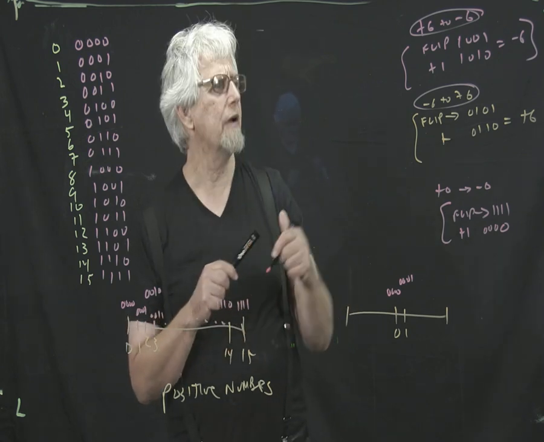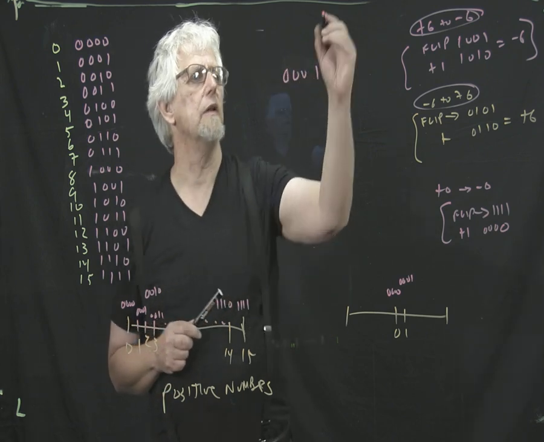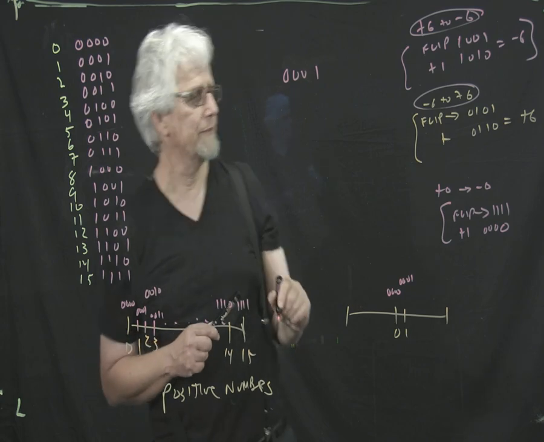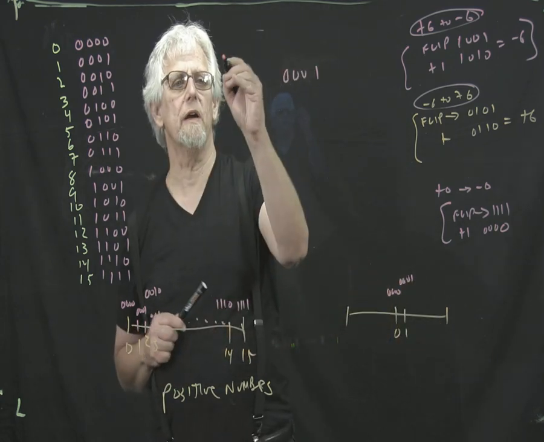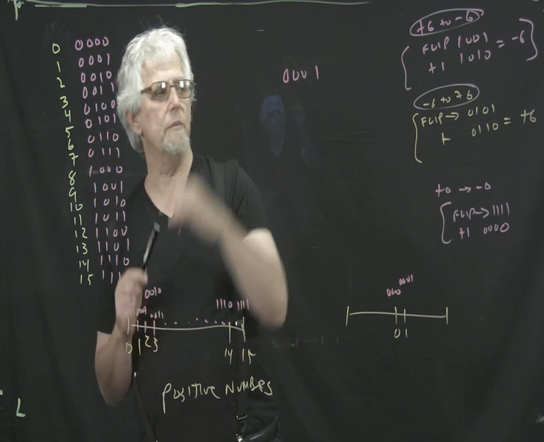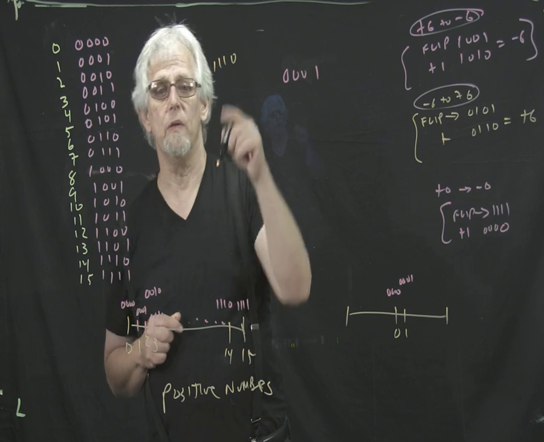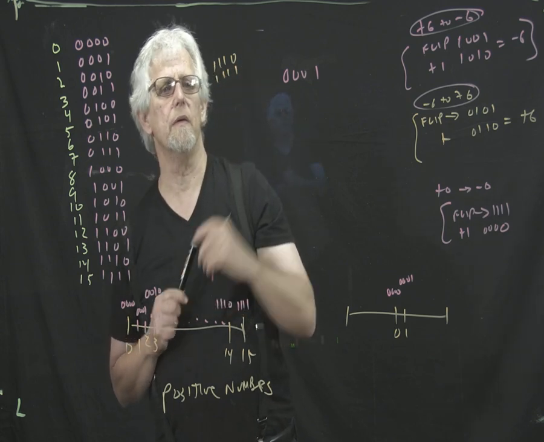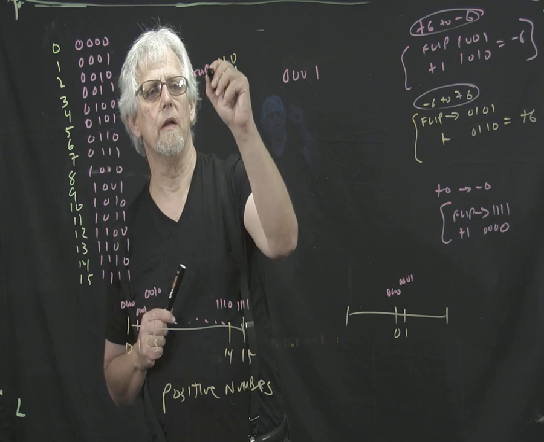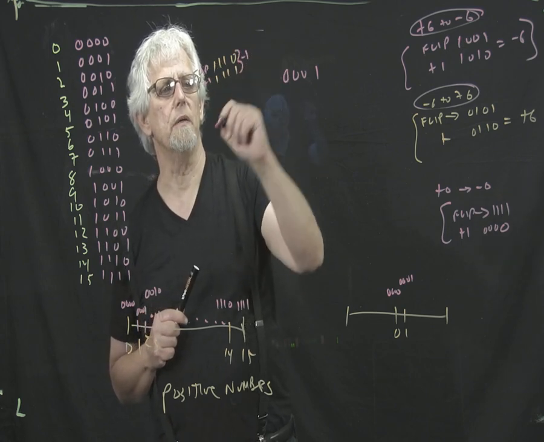So here we have 0, 0, 0, 1, and we will flip, okay? Let's just do this over here. Complement it, we get 1, 1, 1, 0. We add 1 to it, we get 1, 1, 1, 1, okay? Complement plus 1, so this should be equal to minus 1.